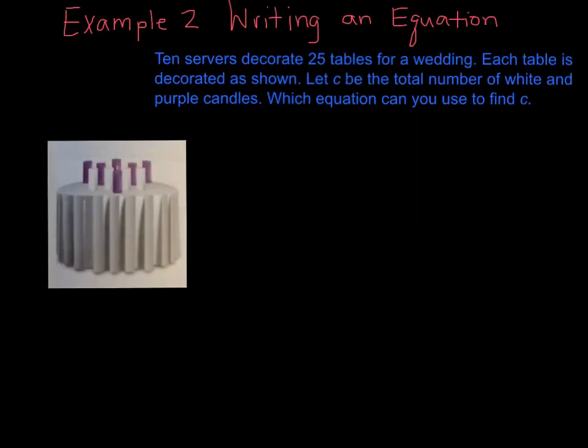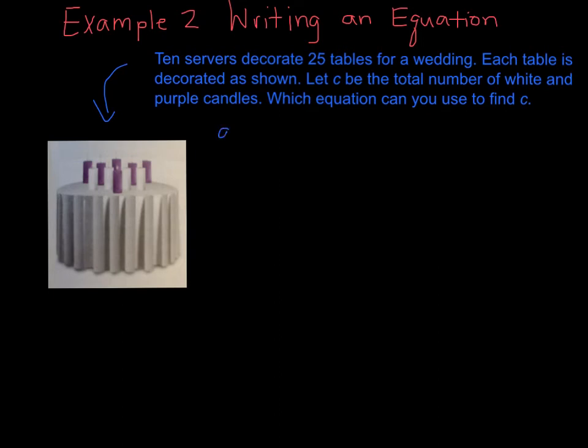Okay, so with example 2, you're going to be writing an equation. On page 297 is where I'm at, but it says 10 servers decorate 25 tables for a wedding. Each table is decorated as shown, and what I'm talking about is this picture down here. It says let C be the total number of white and purple candles, so it's total of candles. Which equation can you use to find C? So they give you some choices.